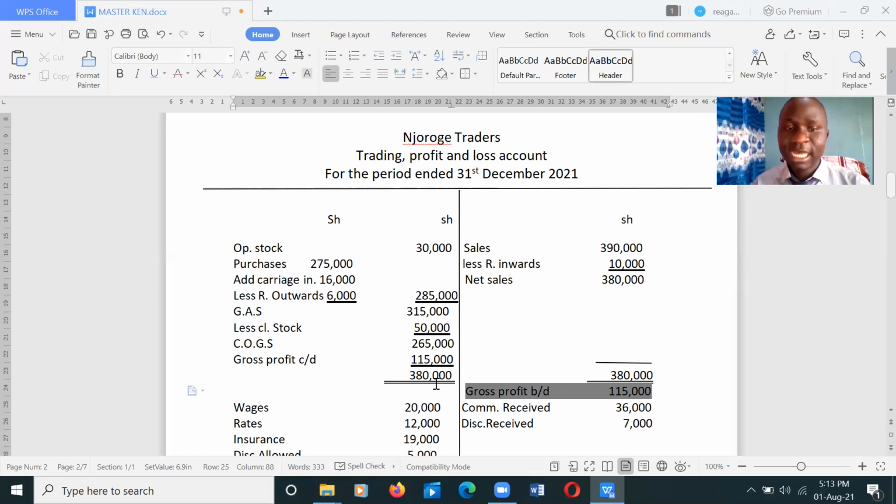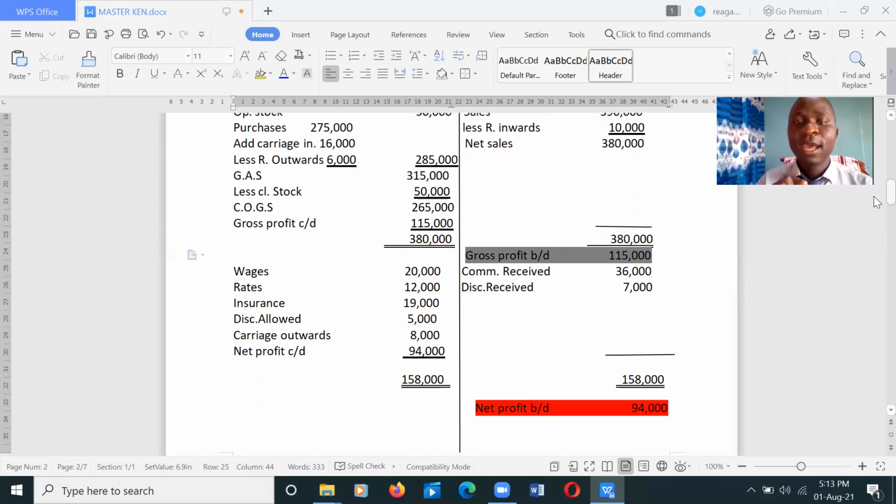Whenever you see that sales are more than COGS, it means the business made a profit. I repeat, whenever you see that sales are more than COGS, COGS standing for cost of goods sold, it means the business was making a profit. So the difference is what I placed here and stands for gross profit carried down, which is 115. So 115, when you add it to 265, you get 380. So at that point, we have prepared what we call the trading account.